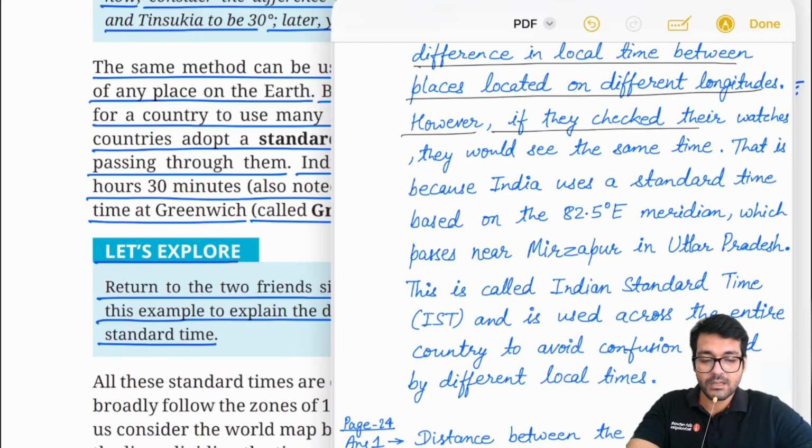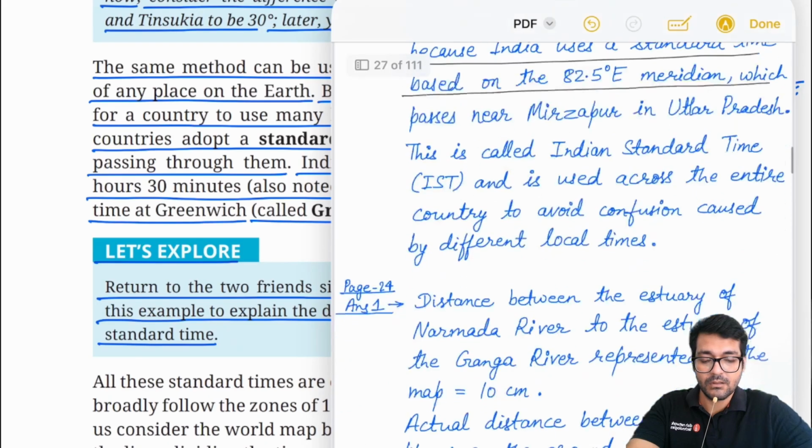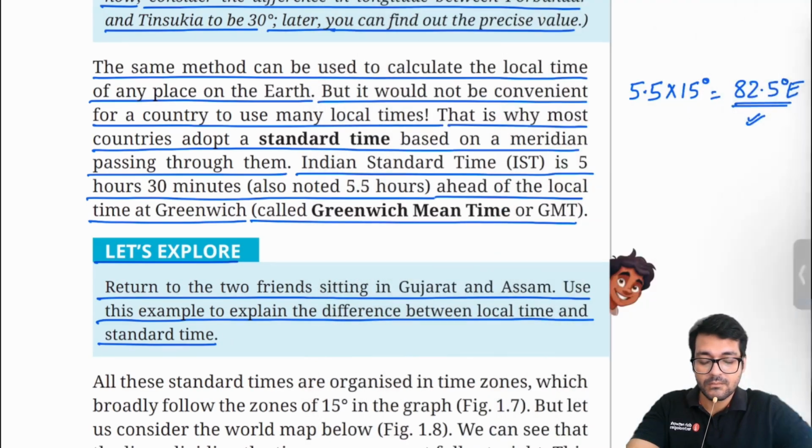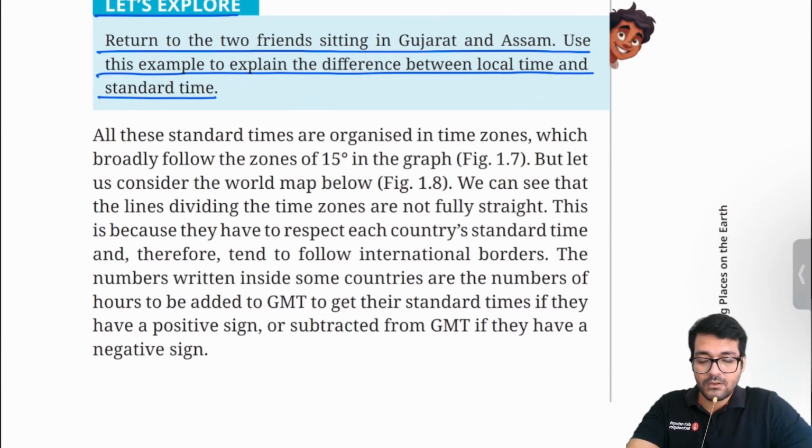However, if they checked their watches, they would see the same time. That is because India uses a standard time based on the 82.5° East meridian, which passes near Mirzapur in Uttar Pradesh. This is called Indian Standard Time or IST and is used across the entire country to avoid confusion caused by different local times. All these standard times are organized in time zones, which broadly follow the zones of 15° in the graph, Figure 1.7.